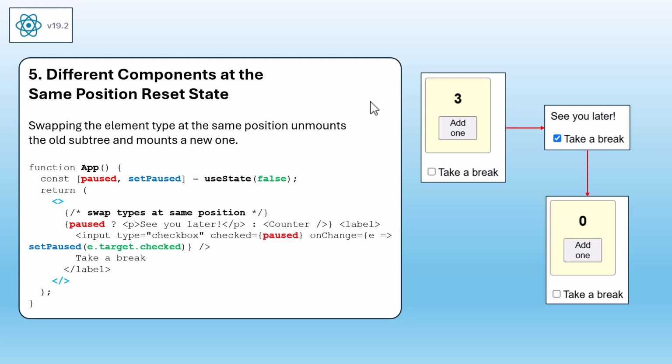In general, if you want to preserve state, make sure your render tree structure stays the same between renders. If the structure changes, React will reset the state because it interprets the change as removing one subtree and adding another.